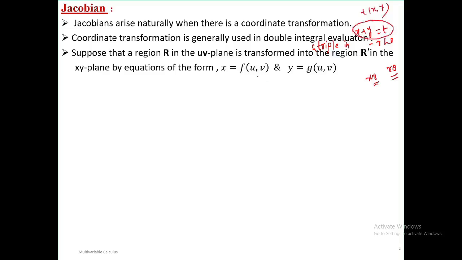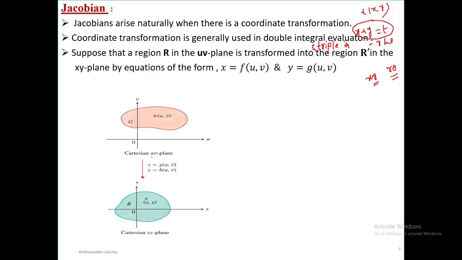So the u comma v coordinate system is transforming to the x comma y coordinate system. This is the u, v Cartesian plane, and now it is transforming to the Cartesian xy plane. This is the u axis, this is the v axis, and this is the x axis, this is the y axis. So the u comma v coordinate system is transforming to the x comma y coordinate system under these transformations.